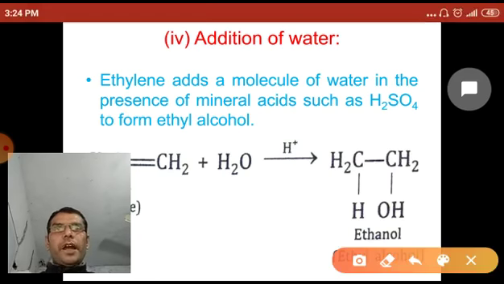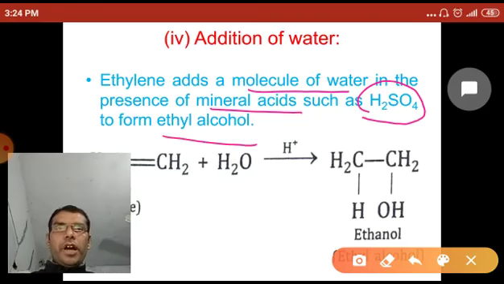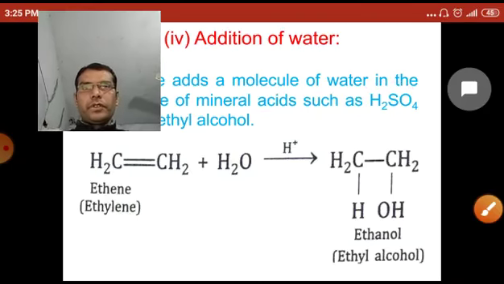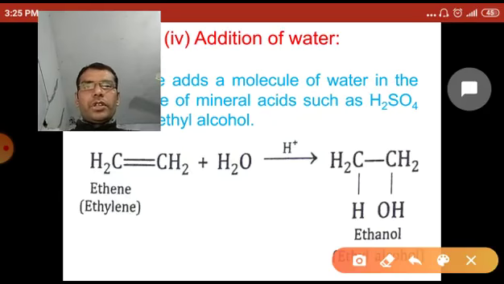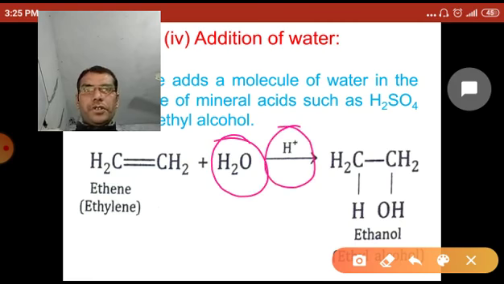So ethylene adds a molecule of water in the presence of mineral acids such as sulfuric acid to form ethyl alcohol. So ethene reacts with water in the presence of sulfuric acid. That sulfuric acid provides the hydrogen. Then the ethene gets changed into ethanol.